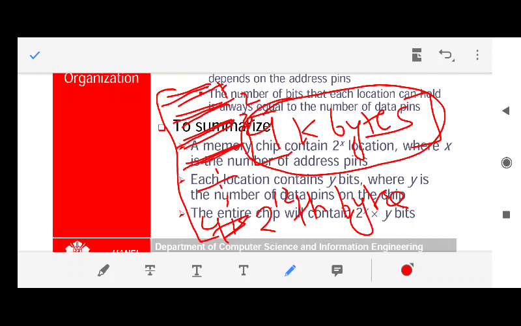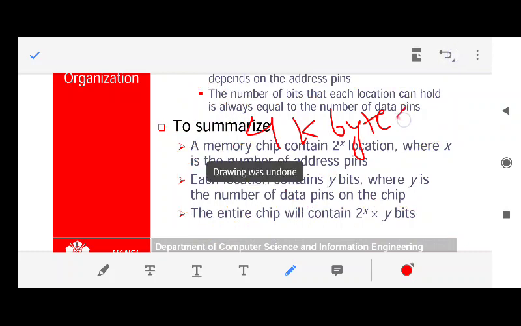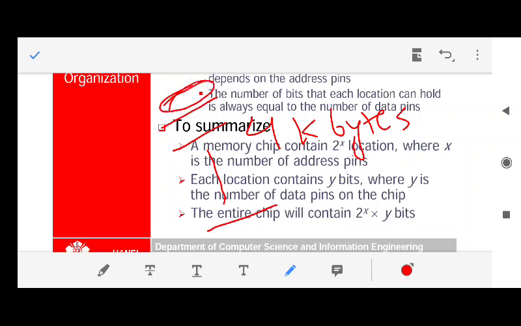How many locations are there? 4 kilobytes of locations. But nobody will understand what the size of each location is. If I write 4 kilobytes of memory, what does it mean? It means that there are 4 kilobytes of space in a memory. First location, second location, third location, fourth location, till the 4 kilobyte location. But nobody will understand what the size of each location is.